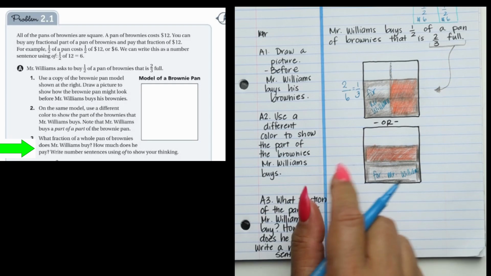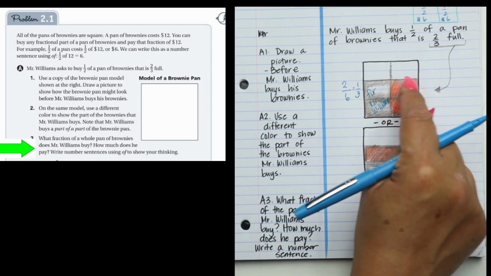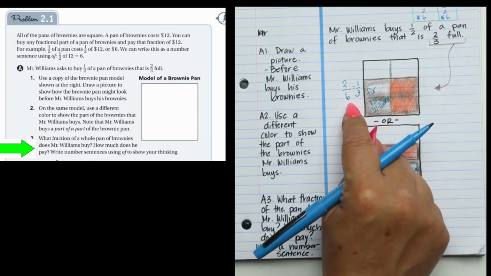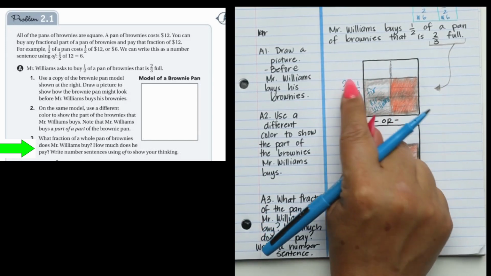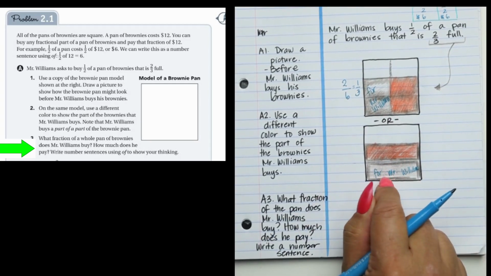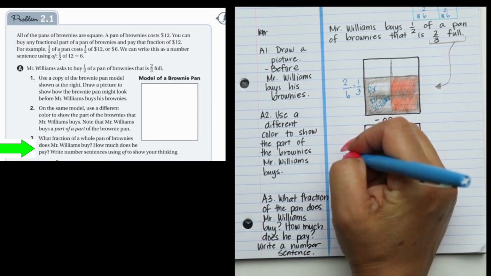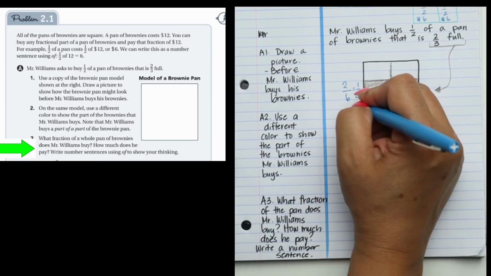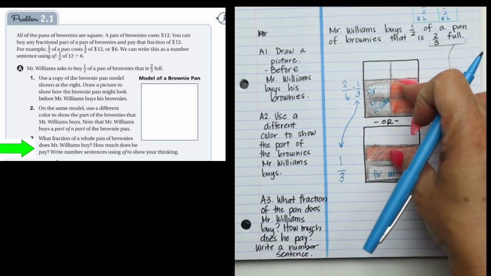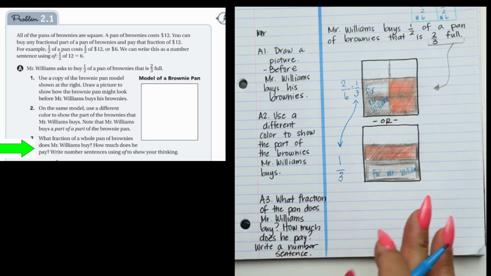The question wasn't what fraction of what's left. They asked what fraction of the whole. So you have to divide it into equal pieces and then count what the whole is, 6. And Mr. Williams has 2 of the 6, and we can also simplify that to 1/3. If he did it this way, there are 3 equal parts of the whole, and Mr. William gets 1. And it's the same thing, they're equivalent. These are equivalent models, equivalent fractions. Mr. William buys 1/3 of the pan of brownies.